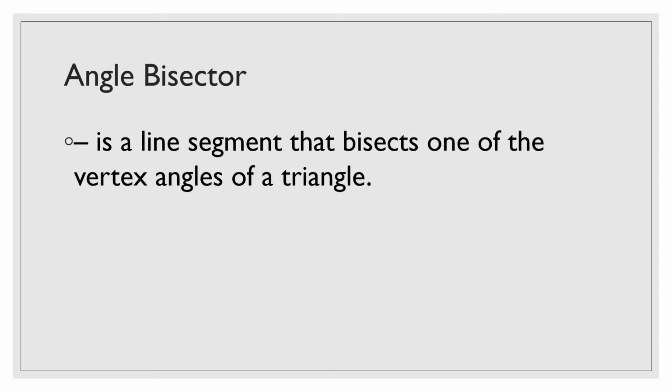What is an angle bisector? It is a line segment that bisects one of the vertex angles of a triangle. So let's consider the given figure. In angle PQR, so this is angle PQR, QS now is the angle bisector, meaning that PQR is divided into two congruent angles. So we have angle PQS is now congruent to angle SQR.